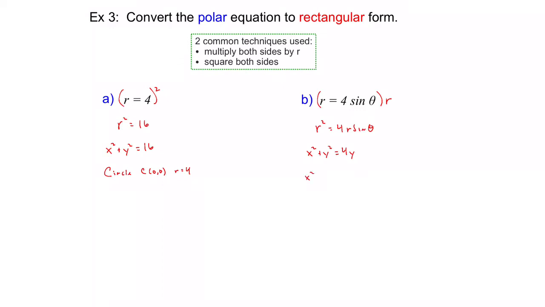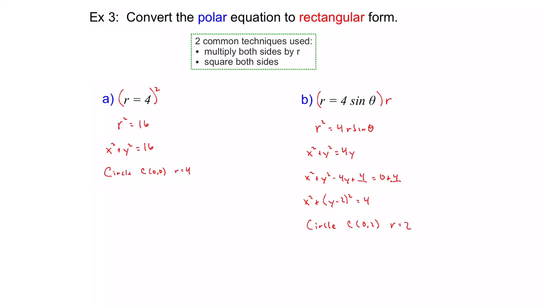And so if we get x squared plus y squared and subtract the 4y, we're going to go ahead and complete the square so we can get this in the correct circle form. So x squared plus half of negative 4 is negative 2. Negative 2 squared is 4, so you add 4 to both sides. And now you can see once again it's still a circle, but this one is centered at 0, 2 with a radius of 2.